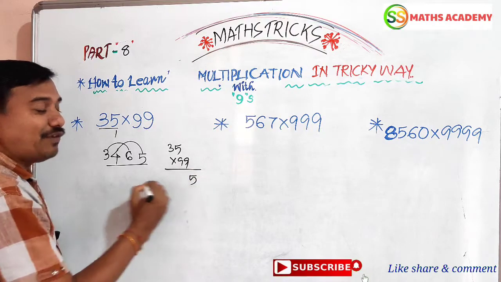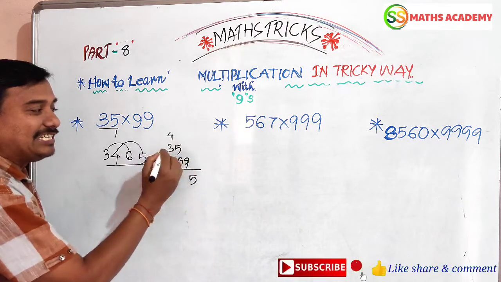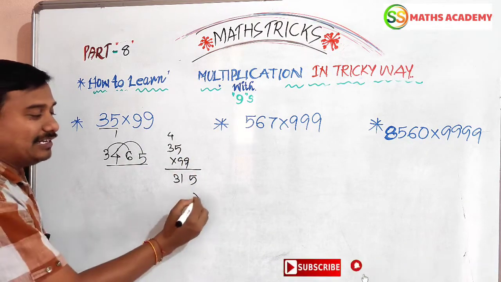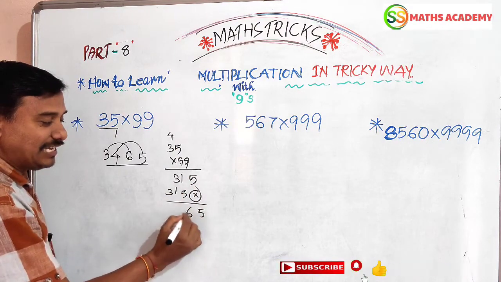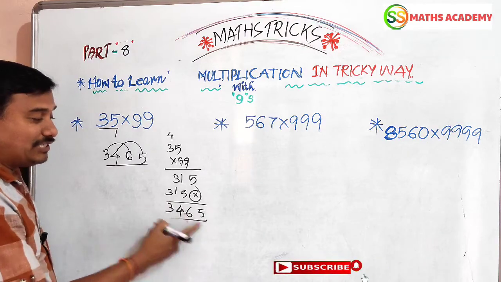Yes, 9 fives are 45, carry 4, 9 threes are 27 plus 4, 31. Again the 9 table, the same number will come. Am I right? Now 5, 6, 4, 3, and 3, 4, 6, 5.